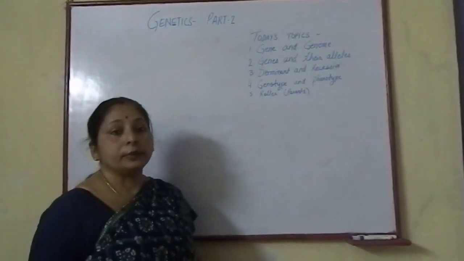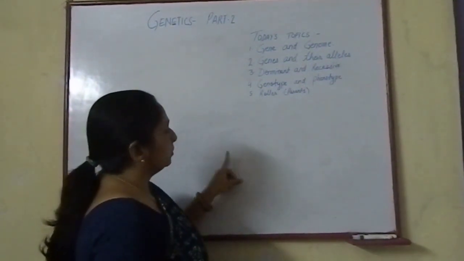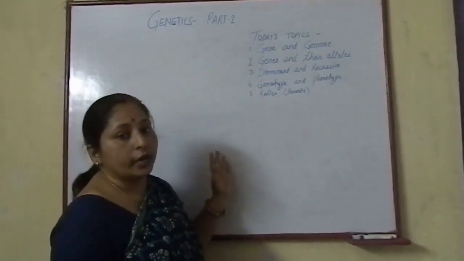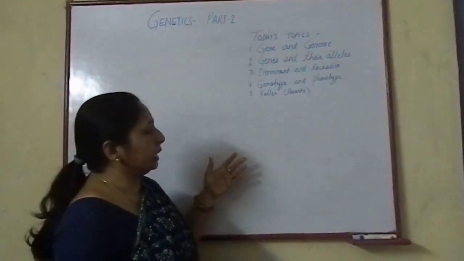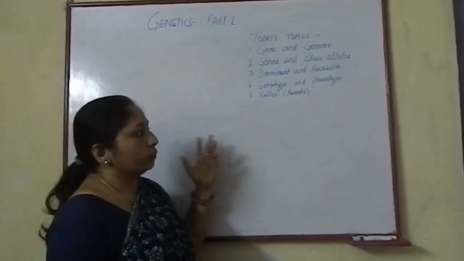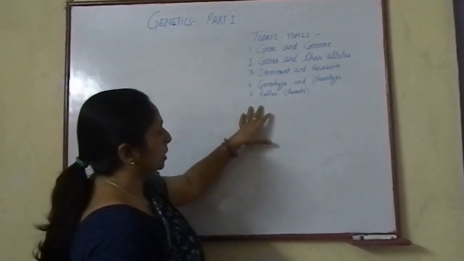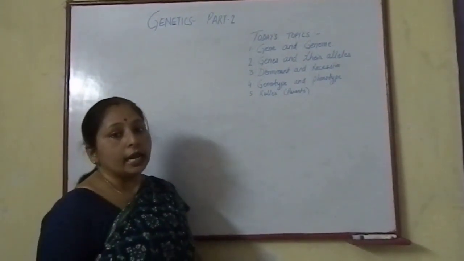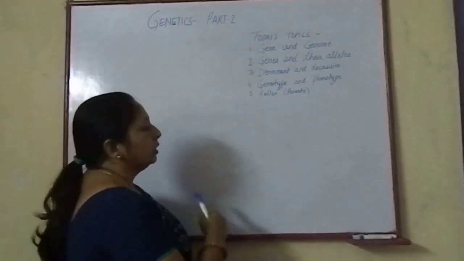Genotype and phenotype. Genotype is the genetic composition, while phenotype is the physical or phenotypic expression which we can observe. Then roller and non-roller parents, for which we have made a Punnett square.